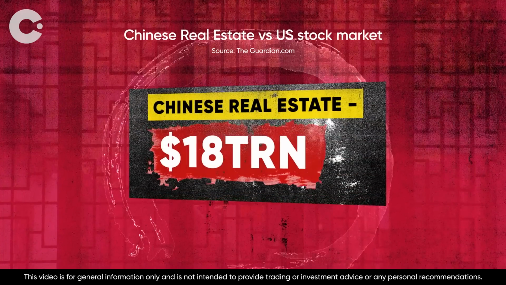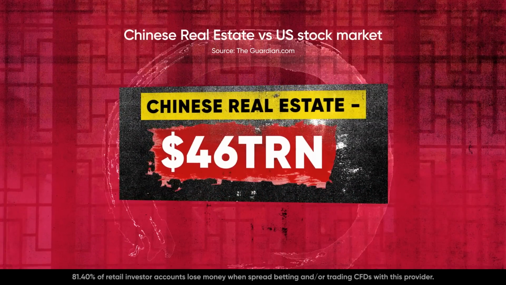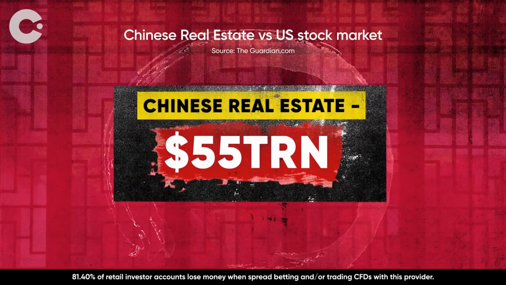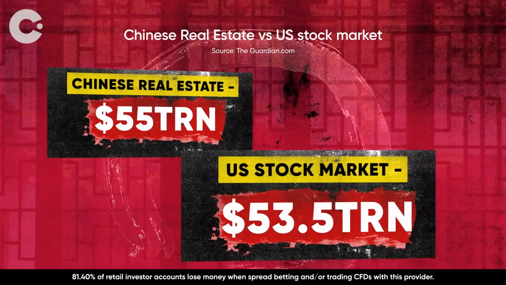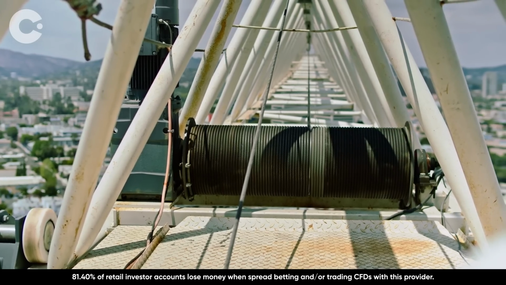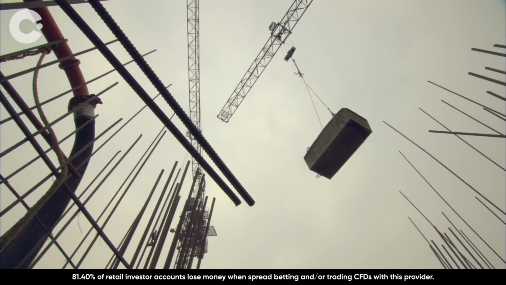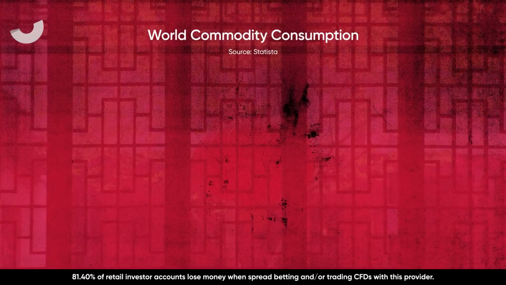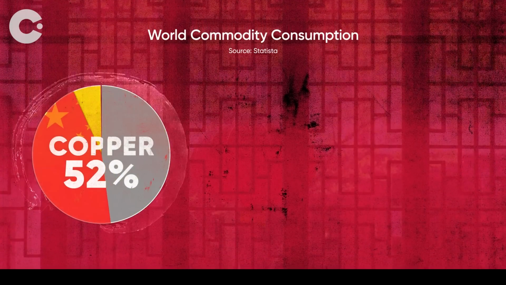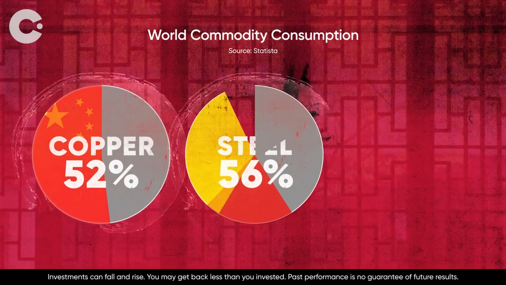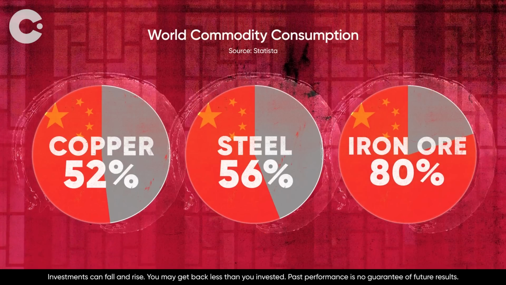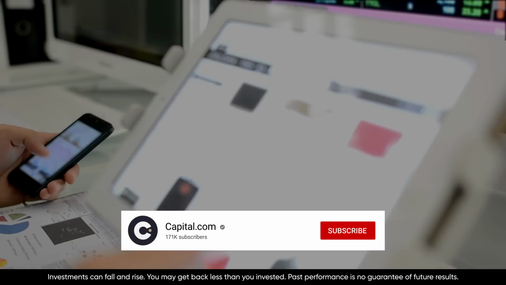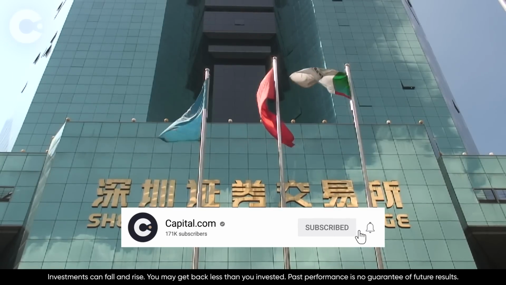If you're wondering why this matters to you, Chinese real estate is the biggest asset class in the world, with a higher market capitalization than the US stock market and the power to move global markets. China is the world's largest consumer of commodities. This film will show you how its economy affects the price of copper, steel, and iron ore, and why housing might not be China's biggest financial concern.